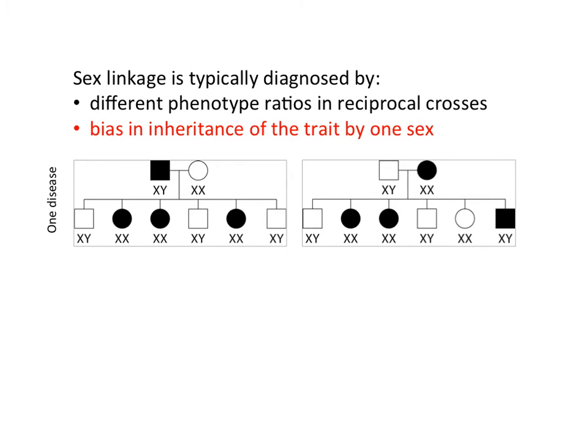So here are 2 pedigrees that exhibit one disease. What's the difference? In one case, you've got a guy that has the disorder, and we're watching how he passes it on to his offspring. So this is what you should do if you ever want to know if a trait is X-linked. You do the reciprocal crosses.